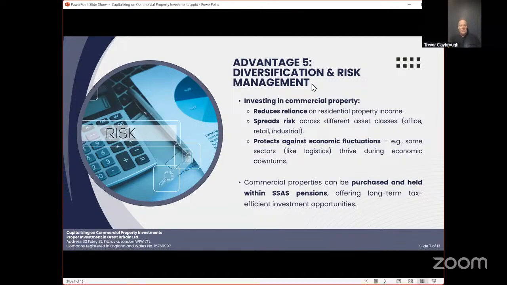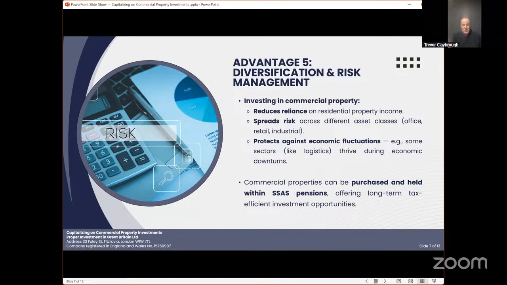Advantage number 5, diversification. Obviously, this is more for people who are already doing a lot of property investment in residential. Residential, as we saw at the beginning, is subject to changing legislation, so there can be some risks and a need to adapt. Obviously, if we're doing business, it's always a question of adapting to new circumstances. But having commercial property in the portfolio is diversifying and reducing the risk, because we've got two different economic areas.